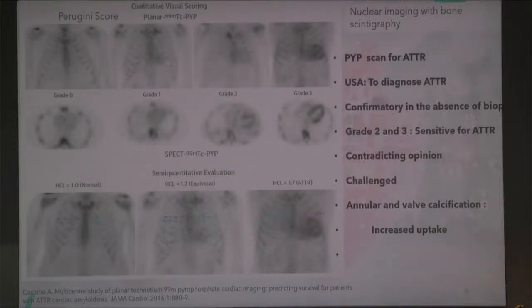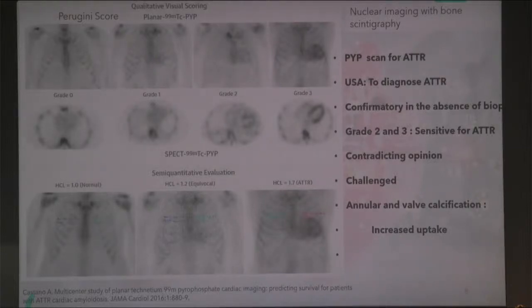So when you see the US data and the approach to cardiac amyloidosis, whenever they say pyrophosphate PYP scan of grade 2 and grade 3, whether you need a biopsy or not, they'll go ahead with treatment for transthyretin type of amyloid. But this kind of PYP scan must be interpreted by specialized radiologists and nuclear imaging persons who are experienced in it.